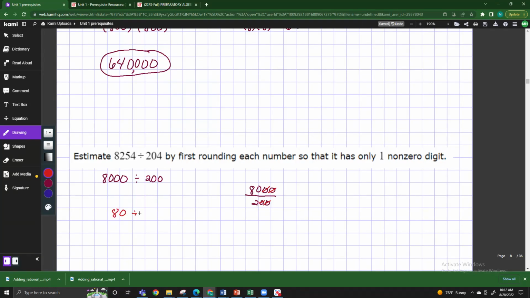80 divided by 2. I know 2 goes into 8 4 times, and then I have a 0. So this is just 40. Or I'm really just thinking, what's half of 80? And we have that 40. Okay, so that's estimating. Estimating is always thinking easiest numbers. So you don't have to reach for a calculator for these things at all. It should be numbers that you can recognize and know how to deal with.